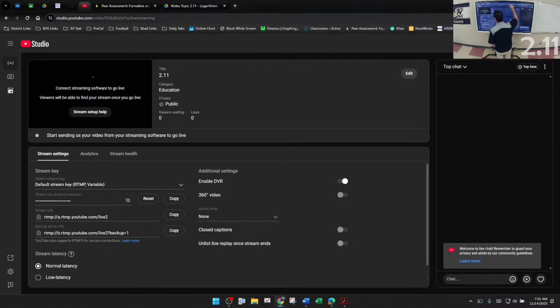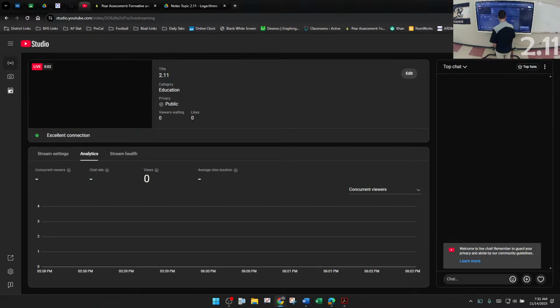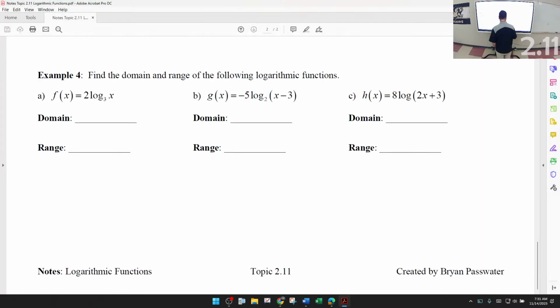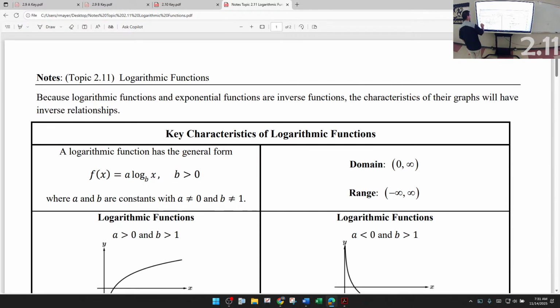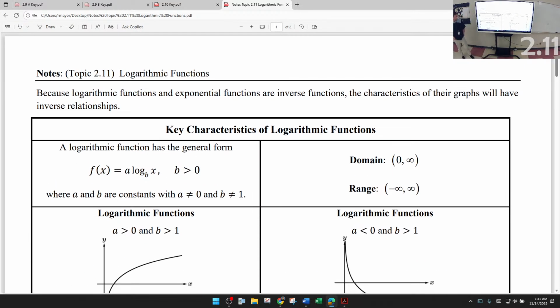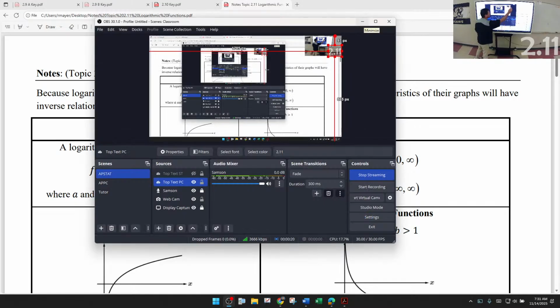I hope that works. Yep. All righty, ladies and gentlemen. 2.11. Boom. Okay.